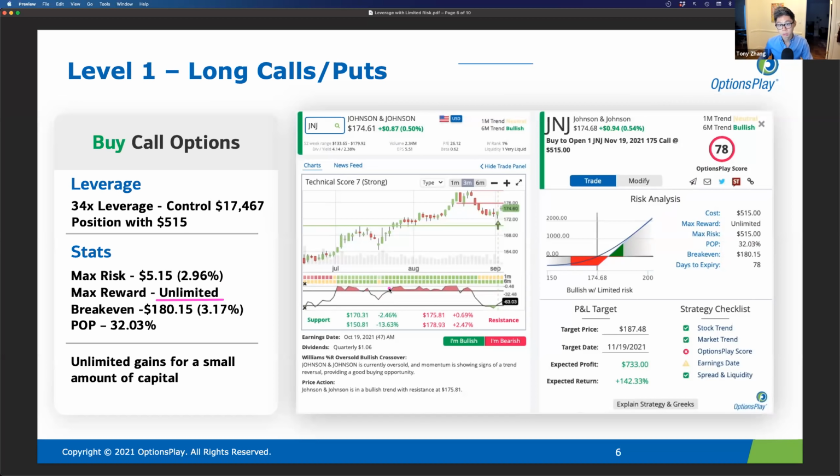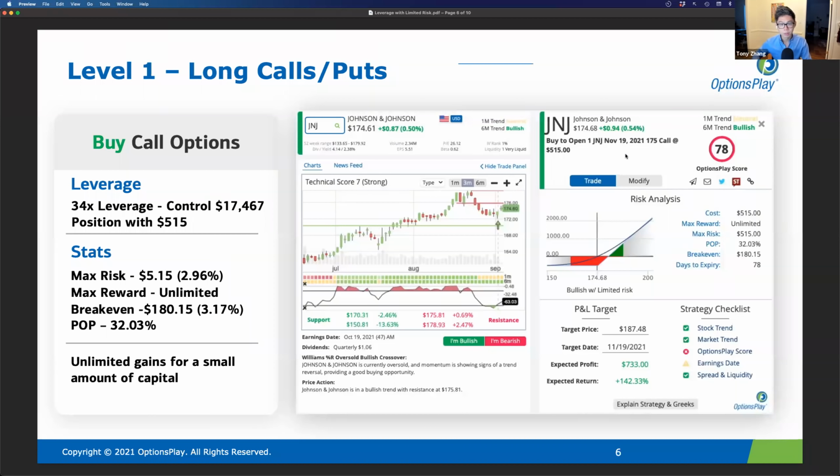The challenge with this particular strategy is the fact that the break-even cost is $180.15. So the stock has to rally about 3.1% between now and November just for the strategy to break even. The stock has to move beyond $180.15 for you to make a profit. At $180.15, you're just breaking even. You're not even making a profit. So you have to believe the stock is going to move beyond $180.